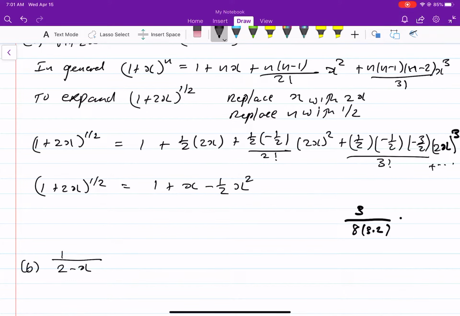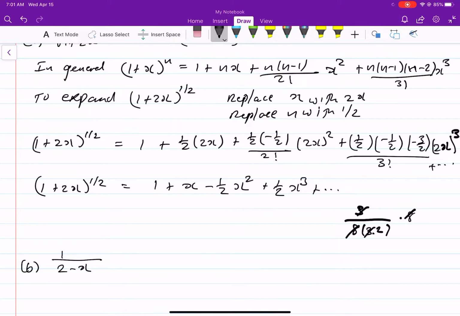And coming out of the 2 cubed, that's 8 as well. Mercy. 8 goes out with 8. 3 goes out with 3. And it looks like it just leaves me with a half. What do you know? So plus a half x cubed plus yada yada yada.